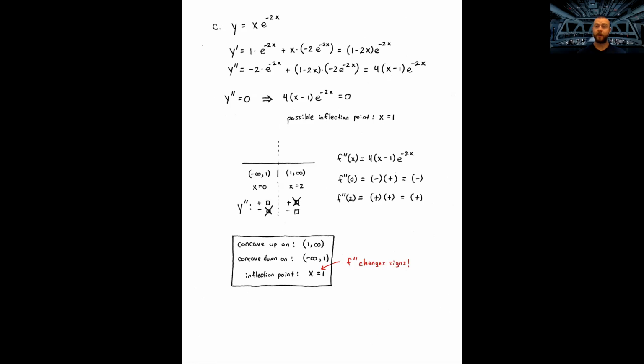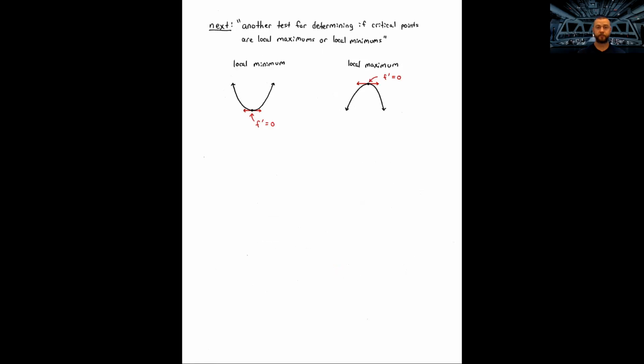All right, our sign charts for the first and second derivative are going to be mostly what we use to get the graph of a function. We'll pull all this together in part 3, which is coming up after this. But for the remainder of this lecture, we have another test for critical points, but now coming from the second derivative. All right, let's go ahead and take a look at that.